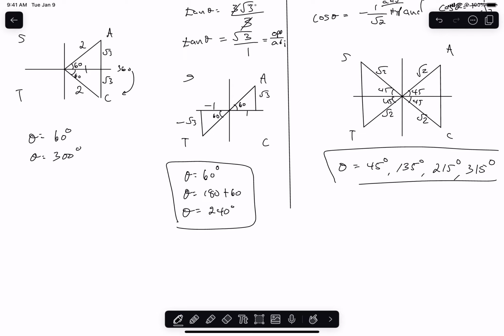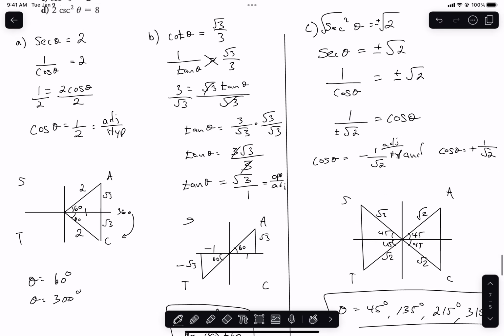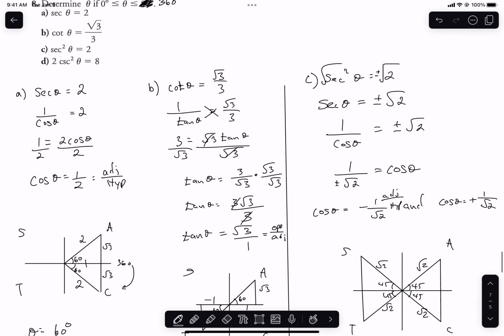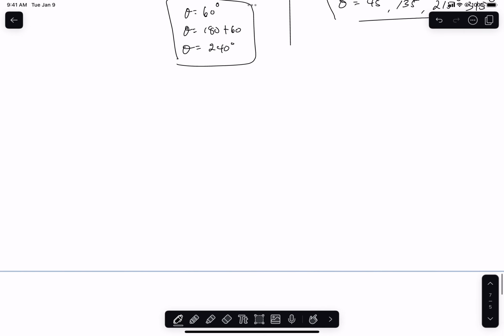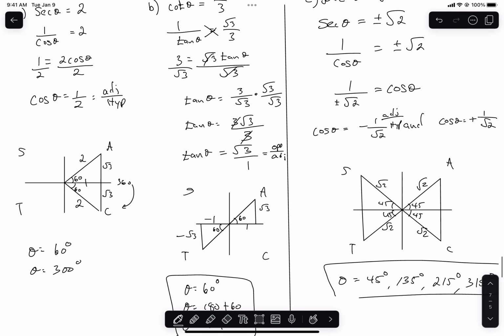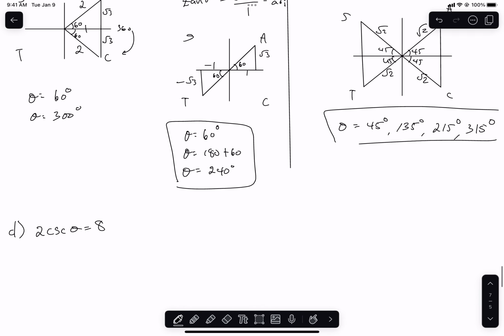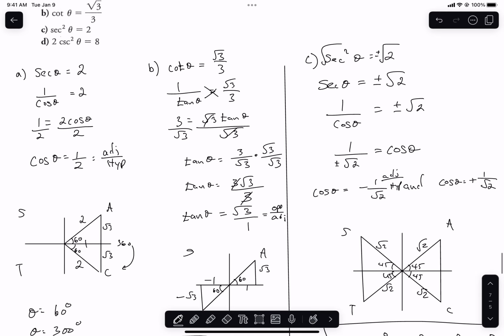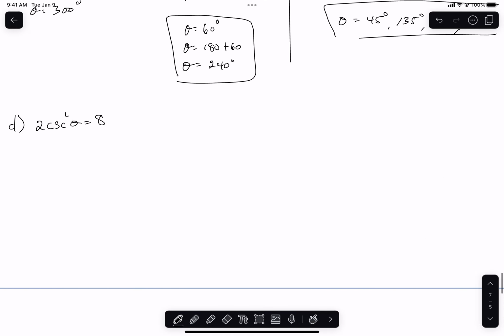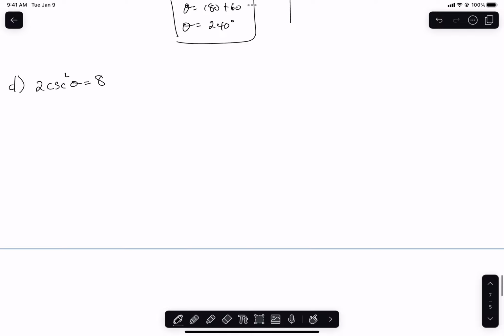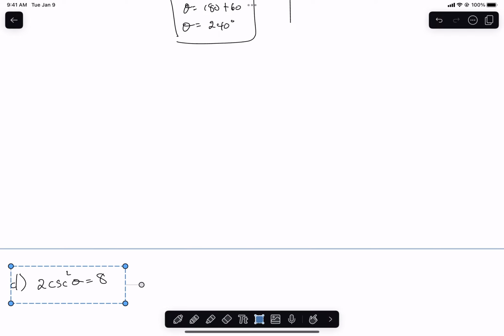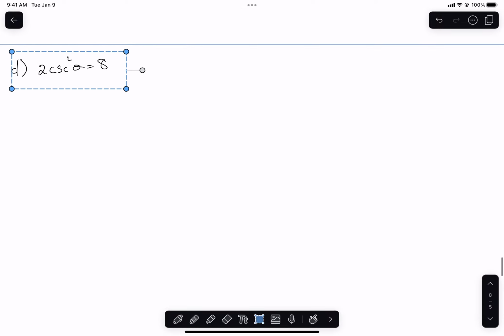Okay, we got one more to do, and that's going to be 2 cosecant squared theta has to equal 8. Make sure that's right. Oh, cosecant squared. That was close. All right. So again, just another solving process. We might actually need more room, so I'm just going to bring that down to the next page here. So let's just do some solving.